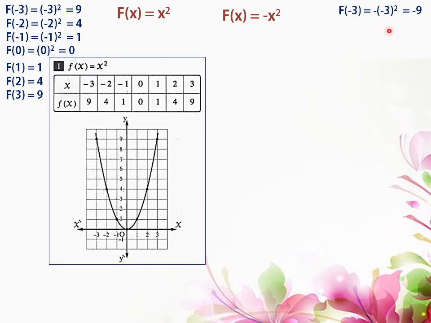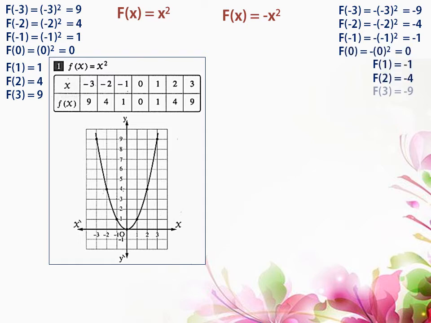f of -3 will be negative, and in brackets, -3 power 2 by your calculator equals -9. By the same way, f of -2 equals -4, f of -1 equals -1, f of 0 equals 0. By the same way, we will get all the values of f of x or y.